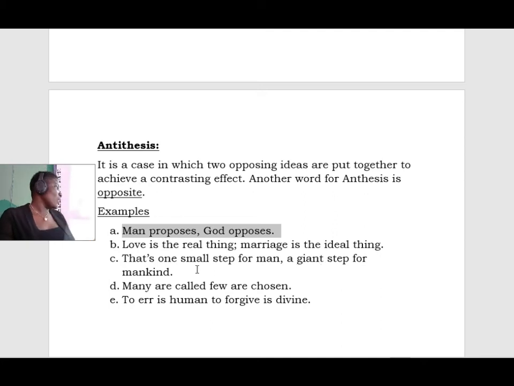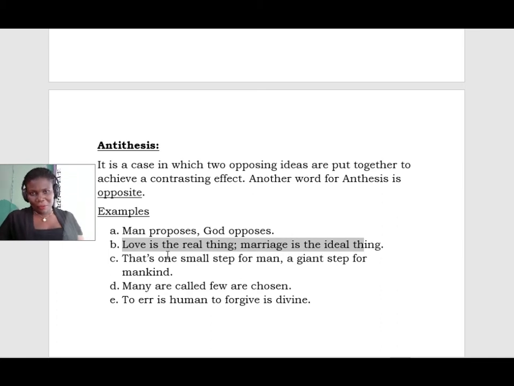We have the next one. Love is the real thing, marriage is the ideal thing. Love is real, love is genuine, but then it's not just enough to say, I love you. It's not just enough to say, I'm in love with someone. The real thing here is marriage. That is to say, the ultimate show of love is in marriage. Without heading to the altar to receive approval from God, then nothing else there is real.